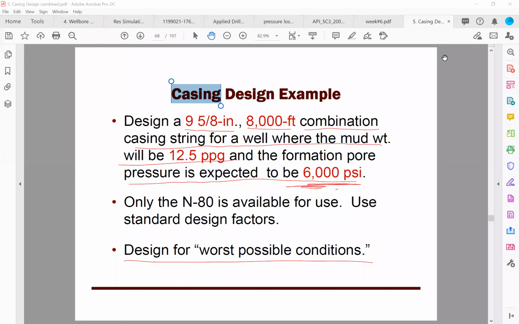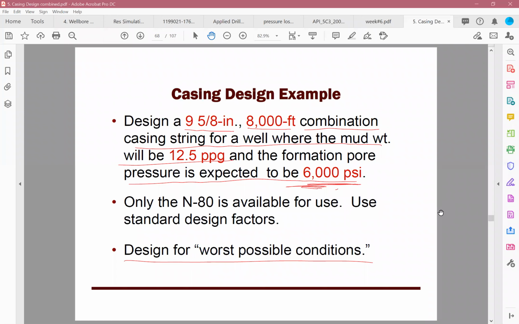All right. So here is the problem we did, right? We had a 9.58" casing, 8,000 feet, combination casing string, and the mud density was 12.5 pound per gallon, and the expected formation pressure was 6,000 psi. So this 8,000 feet is the casing set depth.